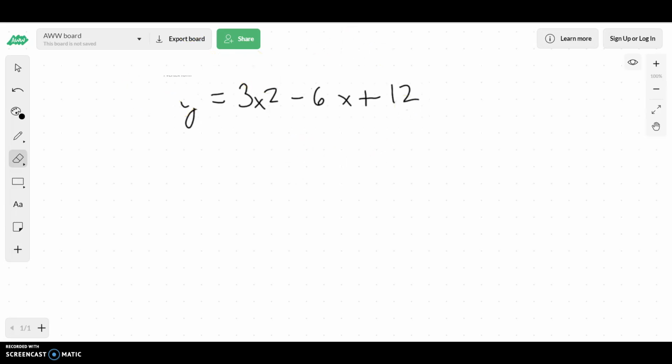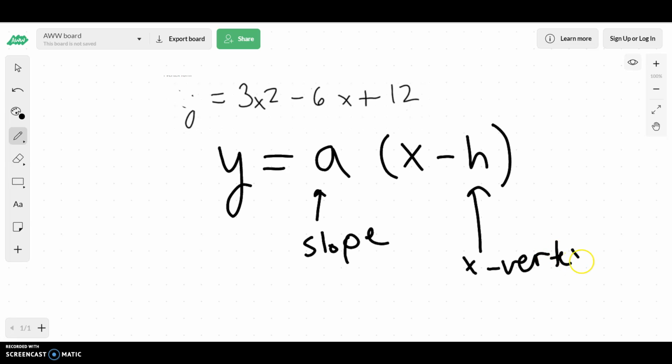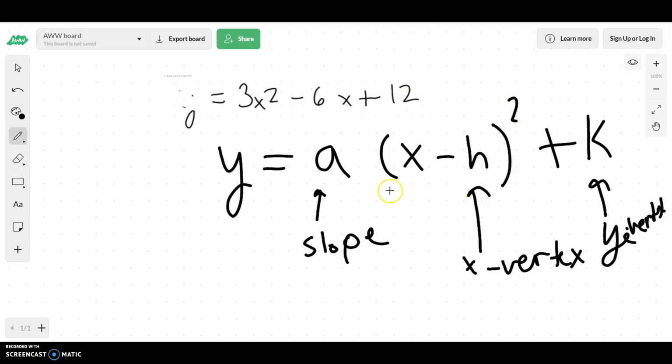Okay. So for this problem right here, if we need to get into standard form, you first need to remember what standard form is, which is y equals a, which stands for your slope, plus, parentheses, x minus your vertex, or your x vertex, squared plus k, which is your y vertex. So that's the basic formula for that.